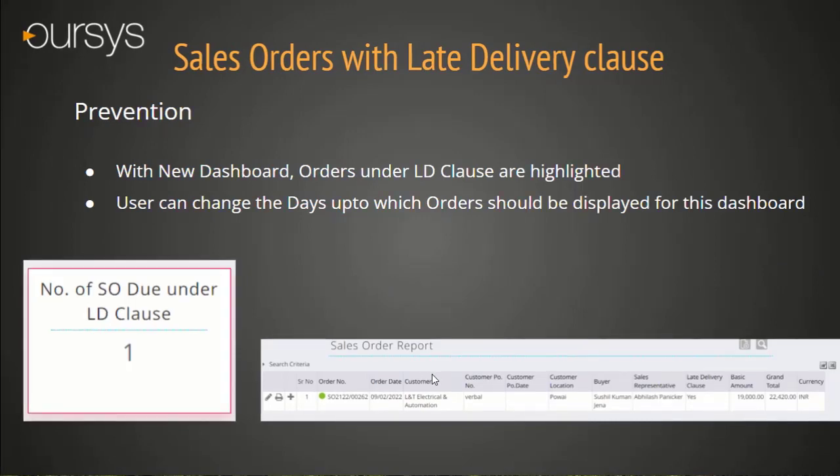Here we will see how you can prevent LD clauses. We have introduced a new dashboard called number of SO due under LD clause. Here you can see how many orders are marked as late delivery. Once you click on that dashboard counter link, you will see the detailed sales order report. There you see the order with order amount and customer. If you click on the plus button, you can view item detail as well.